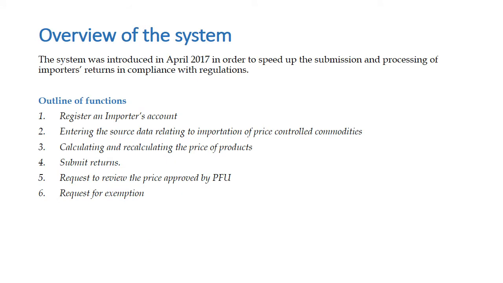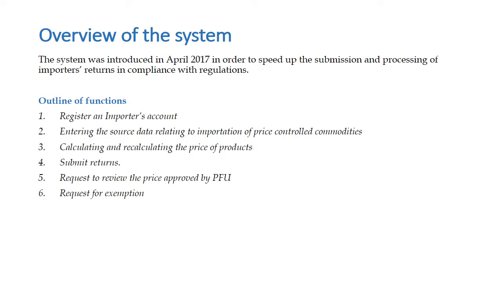The system was introduced in April 2017 in order to speed up the submission and processing of importers' returns in compliance with regulations. The outline of functions are as follows. 1. Register an importer's account. An importer can only make online submission of returns after registering and obtaining an account on the system.